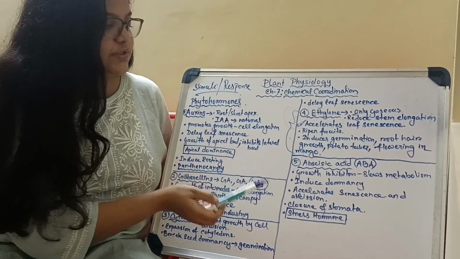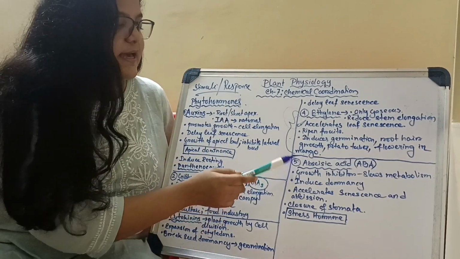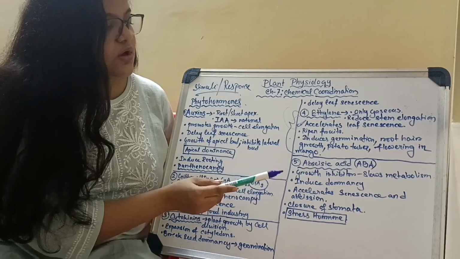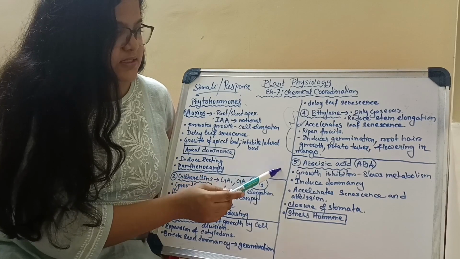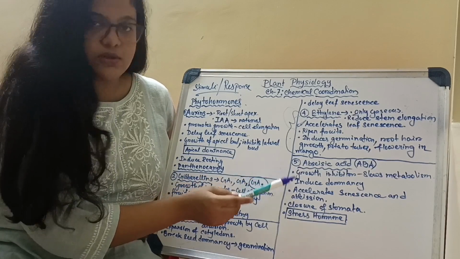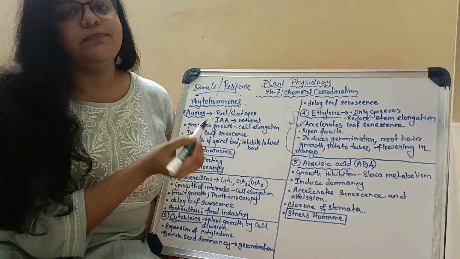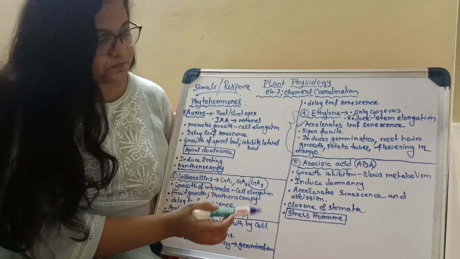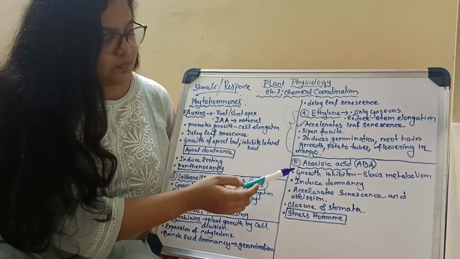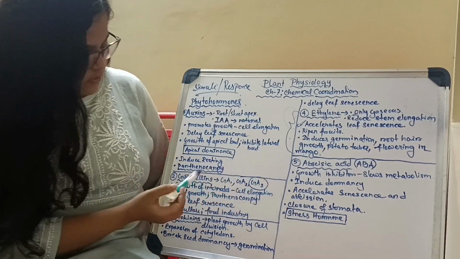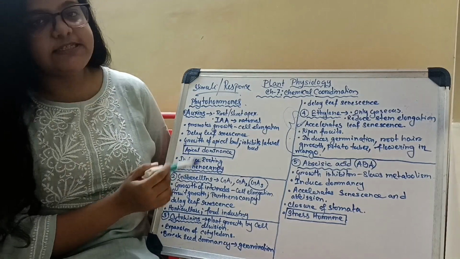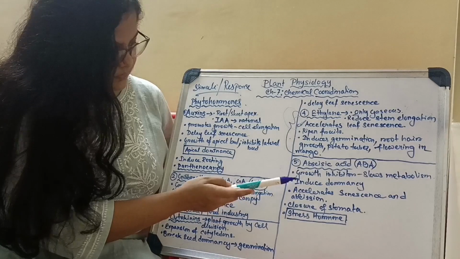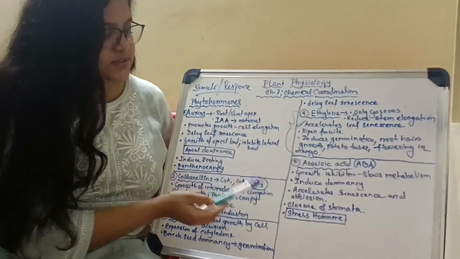Now let us move on to the last of the phytohormones, which is abscisic acid, also known as ABA. Now, what abscisic acid does is that it inhibits growth by slowing down the plant metabolism. Thus, it means that abscisic acid works completely opposite of cytokinin, gibberellins and auxins. Okay, good. Now, let us move on to its functions.